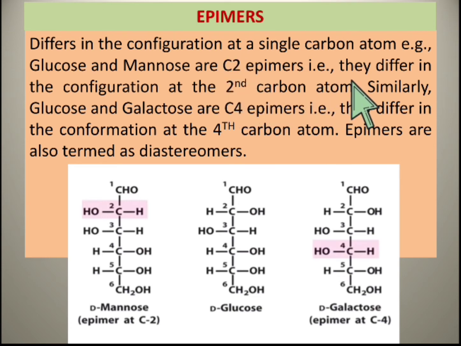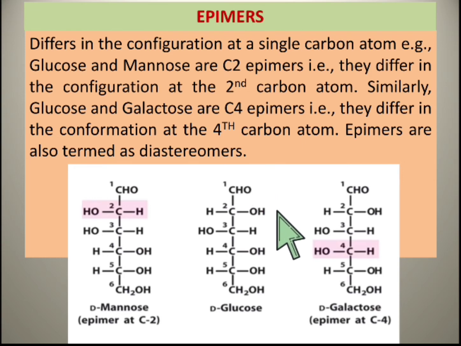Similarly, if you compare glucose and galactose, they are C4 epimers, meaning they differ in configuration only at the 4th carbon atom. Everything else is the same except carbon number 4. And these epimers are also termed as diastereomers.